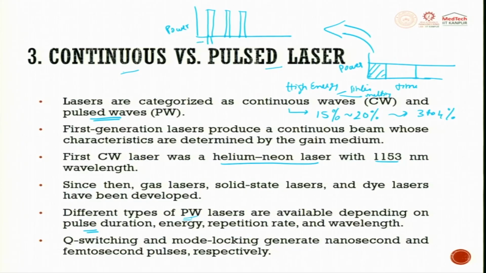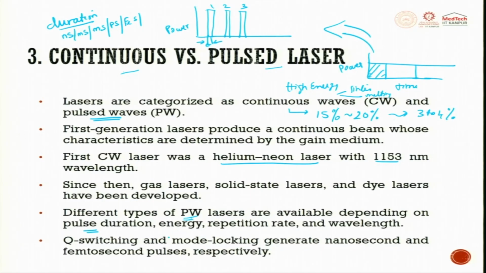What is pulse duration? This is duration, and then energy, repetition rate, and wavelength. So, different types of pulsed wave lasers are available today in the market, depending on pulse duration. Let me write down the durations. Duration can be in nanosecond, millisecond, microsecond, picosecond, or femtosecond. All these are the pulse durations we are talking about.